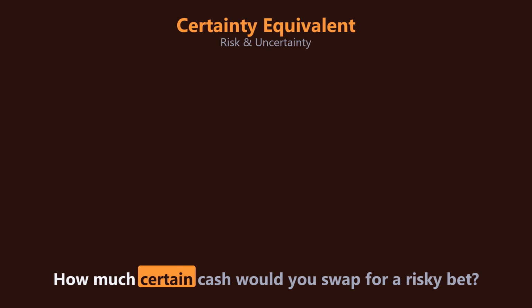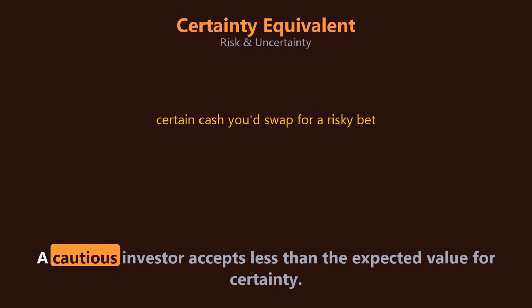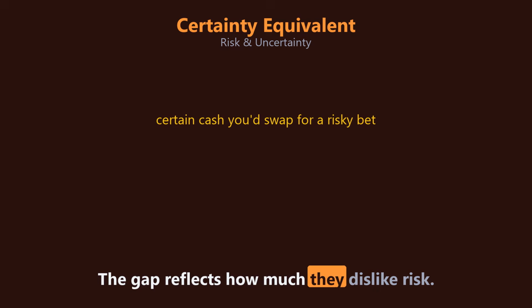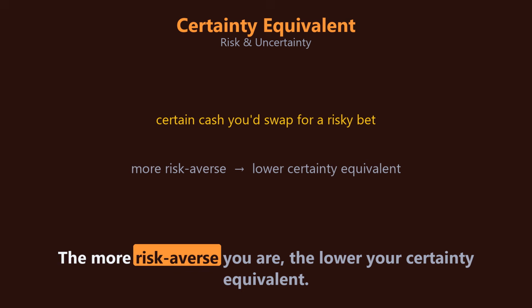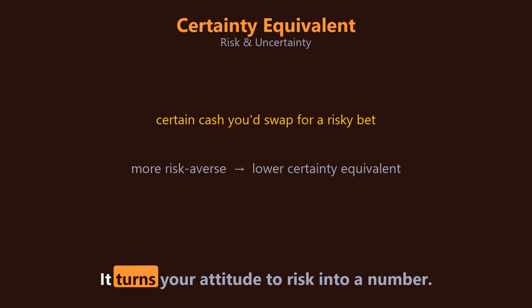How much certain cash would you swap for a risky bet? That amount is called the certainty equivalent. A cautious investor accepts less than the expected value for certainty. The gap reflects how much they dislike risk. The more risk-averse you are, the lower your certainty equivalent. It turns your attitude to risk into a number.